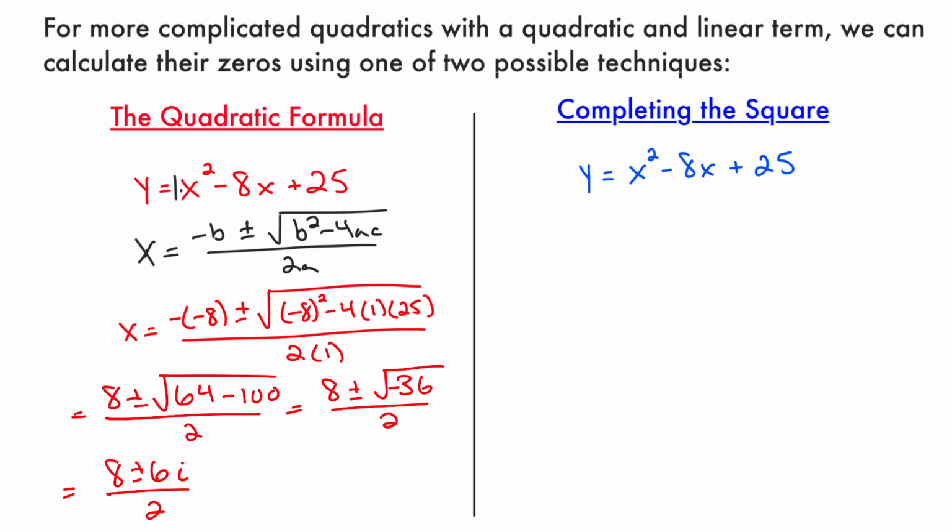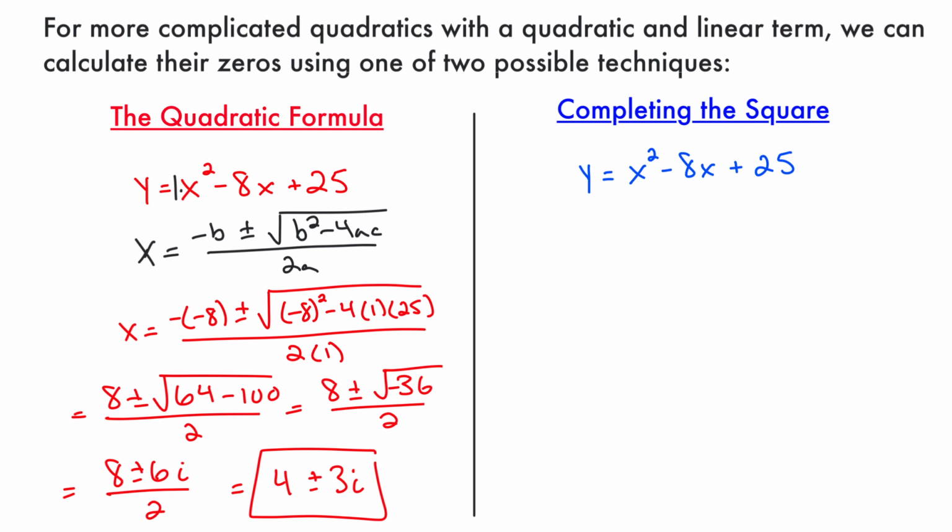But what would help us is the fact that it's 8 plus or minus 6i, all divided by 2. The 8 and the 6 are both divisible by 2. 8 divided by 2 is 4. 6 divided by 2 is 3. And here are my solutions, the two complex solutions, 4 plus or minus 3i.